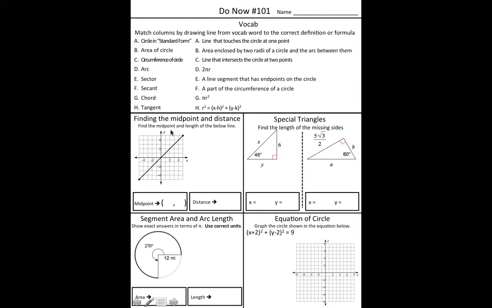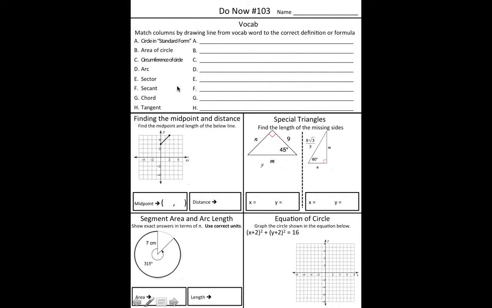So in this particular example, this is a prereq. They'll need to be able to find the midpoint and distance to do some of the problems from this particular week, and special triangles I put on here because it has been a consistent problem. Second thing you'll notice is that for the first day of the do now packet, they have all the definitions here, and they're just supposed to draw lines between the columns to match them up. The next day and every day beyond that, they actually have to write the definitions out themselves.